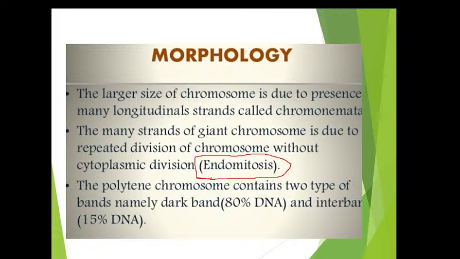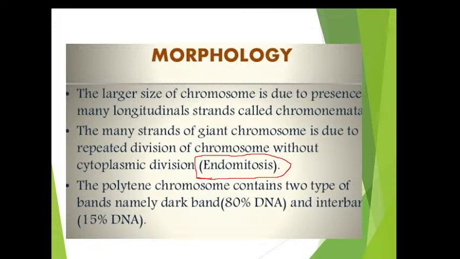Endomitosis means the chromosome will undergo division, but the cell will not undergo division. So the cell will be of normal size, but the chromosome will be larger, because the cell is not dividing. So polytene chromosomes are formed as a result of endomitosis. Endomitosis is a phenomenon in which the chromosome undergoes division but the cell does not divide. Endo means inside the cell, undergoing mitosis within the cell.